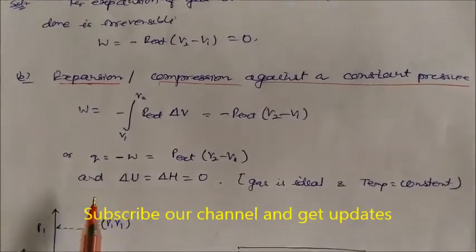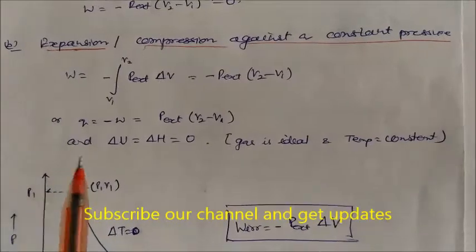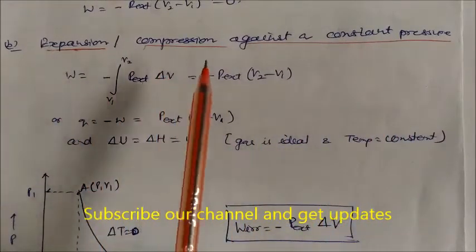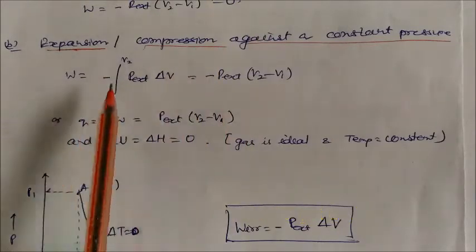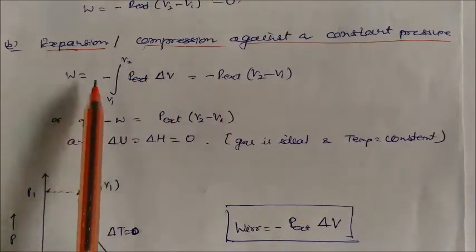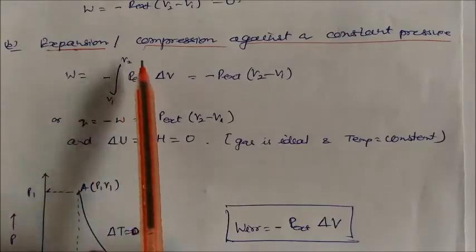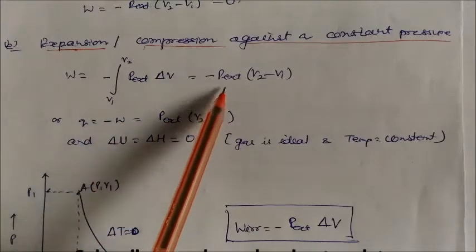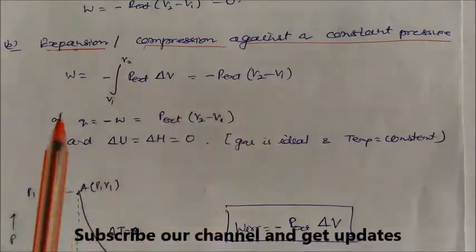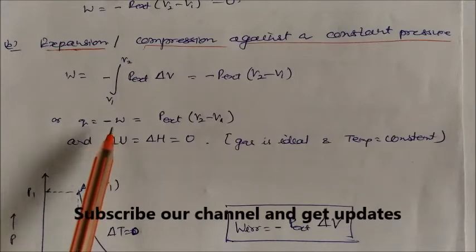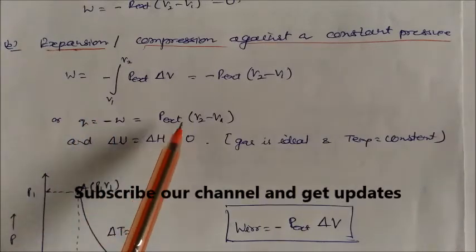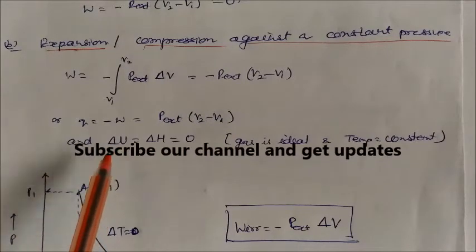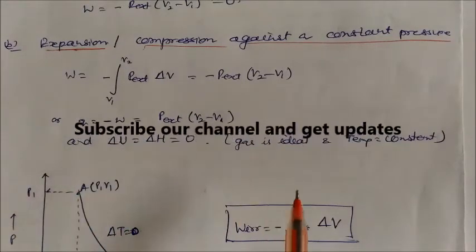Now the second is expansion or compression against a constant pressure. When the pressure is constant, how do expansion and compression take place? For this, the formula is again the same: work done is equal to the integral from V1 to V2 of P external into dV, so P external into change in volume. And again Q is equal to minus W, so minus W is equal to P external times (V2 minus V1). In this case again, delta U and enthalpy both will be 0 because the gas is ideal and the temperature is constant.